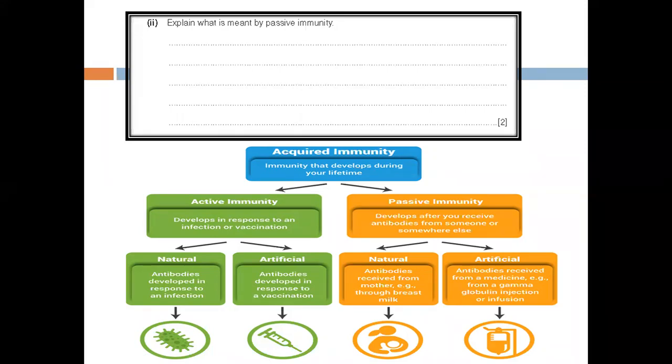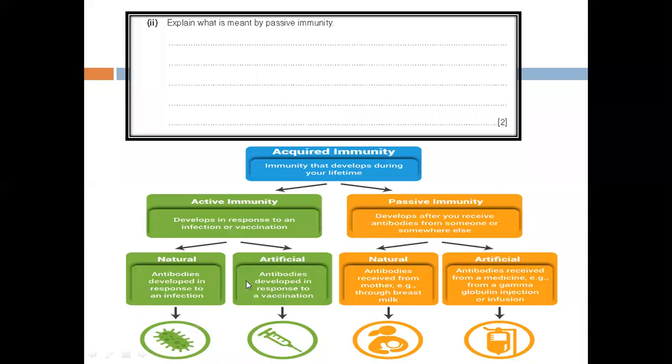Or vaccination. A vaccine, I told you, is like a harmless pathogen, or a part of a pathogen, right? So that will again stimulate your immune system to produce antibodies. So we have two types of active immunity, natural and artificial. Natural antibodies develop in response to an infection, while artificial antibodies develop in response to vaccination. Is it clear?